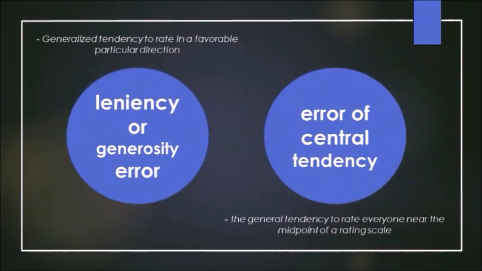Aside from that, there are also individuals who tend to respond to questionnaires a certain way in general. Like, for example, there are people who tend to give ratings in a particular favorable direction. So they tend to commit the leniency or generosity error. Then there are those who tend to gravitate towards the middle response. So they commit the error of central tendency, or the tendency to rate everyone near the midpoint of a rating scale.